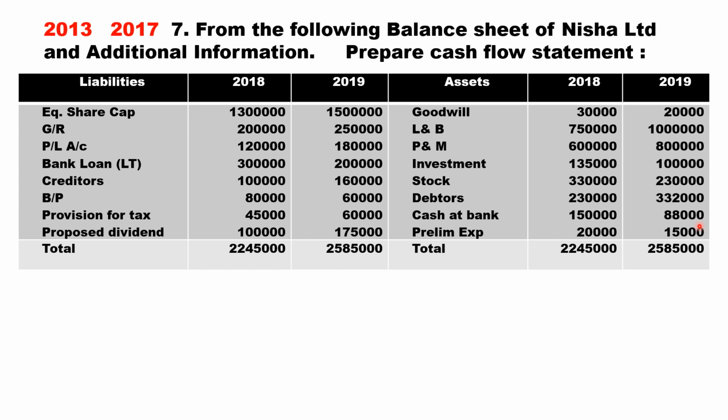cash flow statement. Prelim expenses, it's an operating activity, so 20,000 last year, 15,000 current year, so 5,000 decrease. So decrease in preliminary expenses is called prelim expenses written off. So you should add in operating activity.